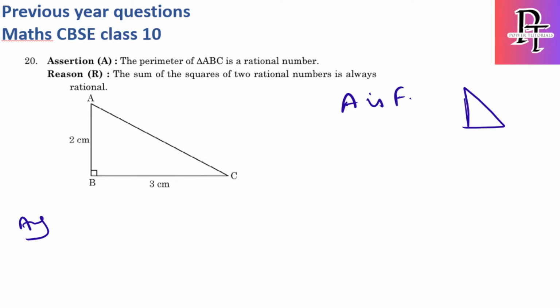Let's check whether R is true or not. The sum of squares of two rational numbers is always rational. Okay, sorry. Here they are saying the perimeter of triangle ABC. This is the triangle ABC here. So for this triangle ABC, they are saying it is a rational number. Okay, now let's go again. Triangle ABC is a rational number.